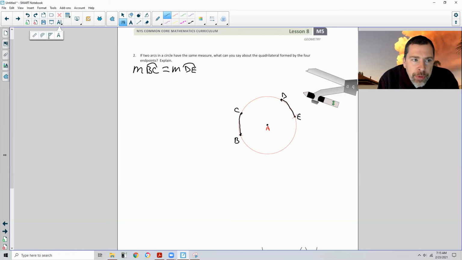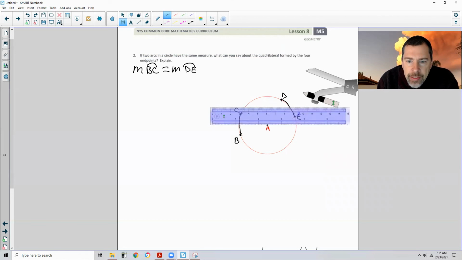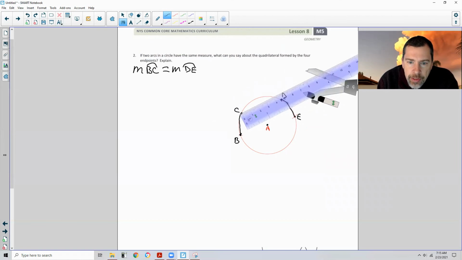So now I'm going to get my ruler and I'm going to connect CD. I put my ruler on C, and I'll use green for this. I will draw a segment CD.